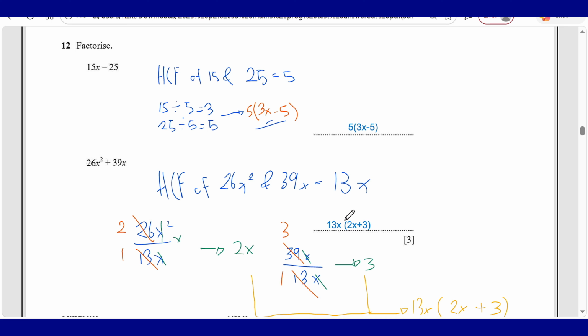So we take out the factor 13x and put 2x plus 3 inside the bracket. That is factorization. Alright, let's move on.